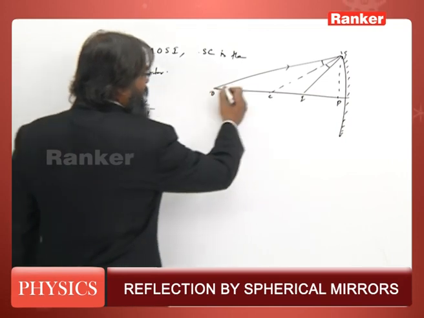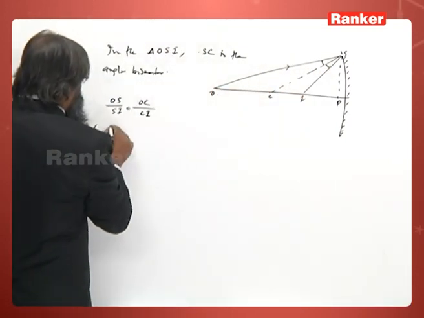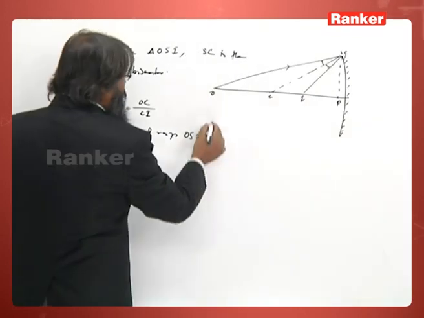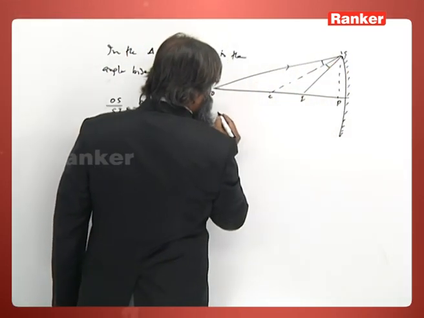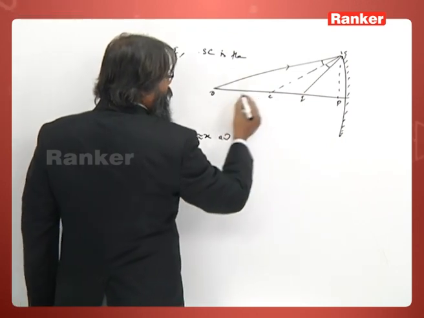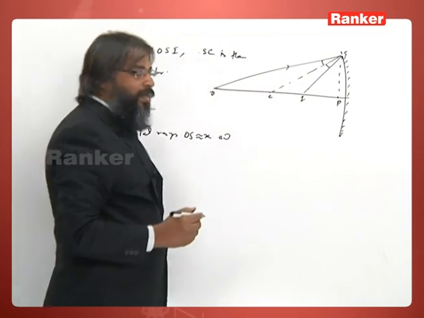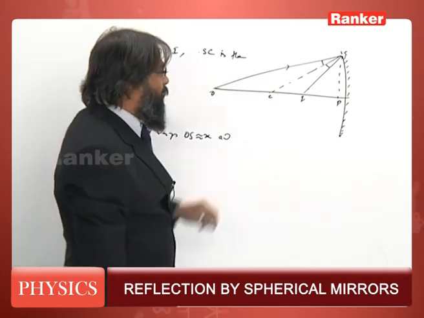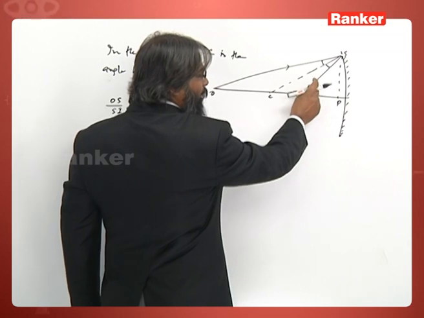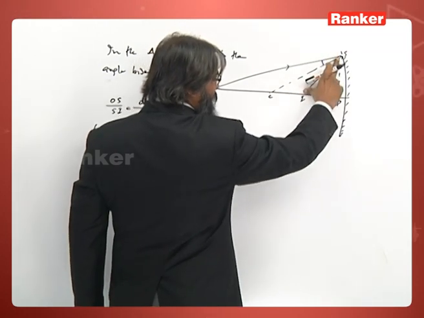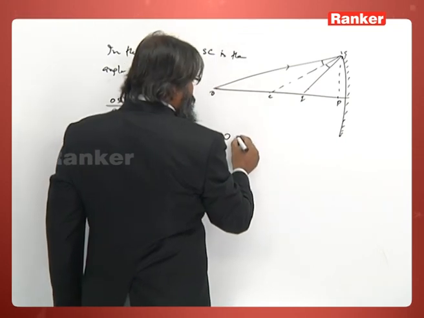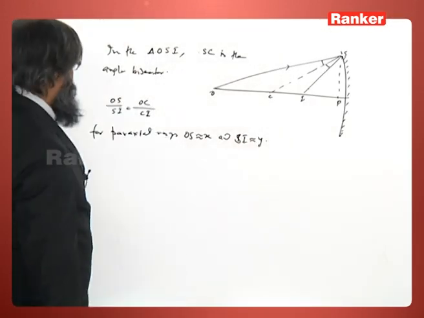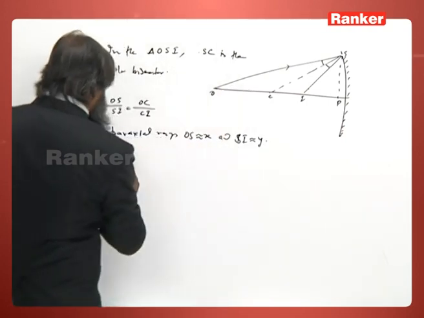Now you see, this angle is so small for paraxial rays. OS is equal to OP, that is equal to x. And SI, you see, this angle is very small. The order of this paraxial angle is 1 degree, which is also very large, so this is a highly exaggerated diagram. When this is nearly 1 degree, this is equal to this. So SI is nearly equal to y. Now let us write OS as x.